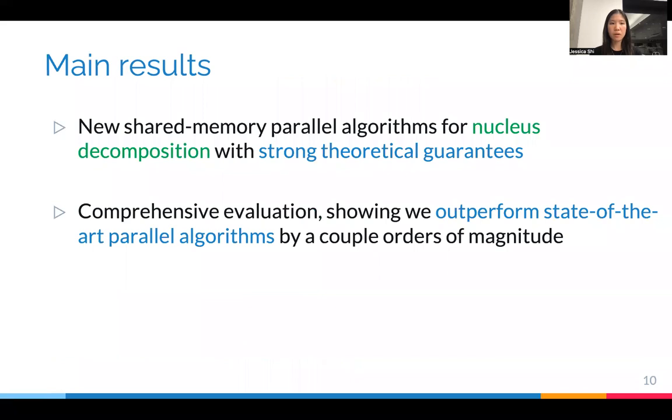So the main results of our work is new shared memory parallel algorithms for nucleus decomposition with strong theoretical guarantees, and we'll also present a comprehensive evaluation showing that we outperform the state-of-the-art parallel algorithms by a couple orders of magnitude.